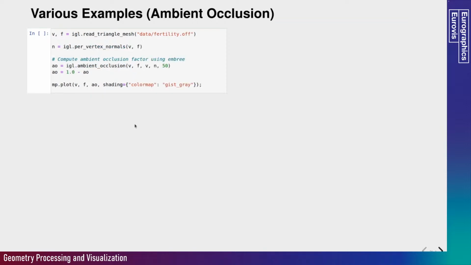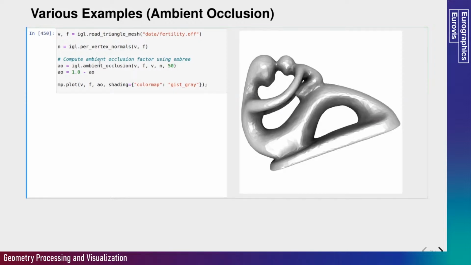Another example is ambient occlusion, and this tells us about how exposed vertices of our geometry are. So for this, libIGL calls into the library Embree for ray tracing, and how exposed the vertex is calculated by shooting rays at the vertices and counting the intersections. That's the basic idea of this. Let's see how it works.